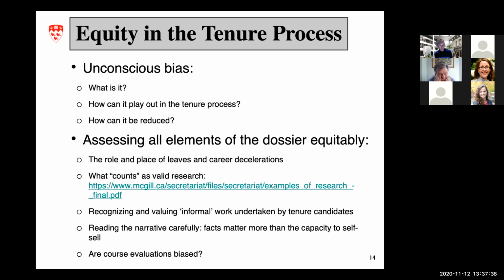Increasingly, I would say particularly junior colleagues are asking the university to pay attention to what would be called informal or hidden work that tenure candidates take up. And the argument goes that much of this work is undertaken by women colleagues or racialized colleagues. It takes the form of things like mentoring, coaching, and supporting other colleagues and students from similar demographic groups.